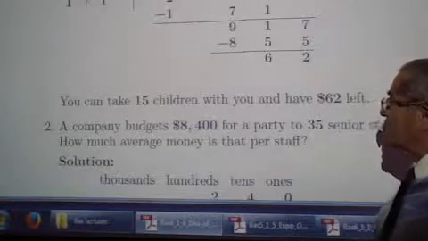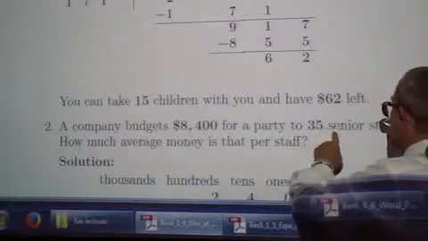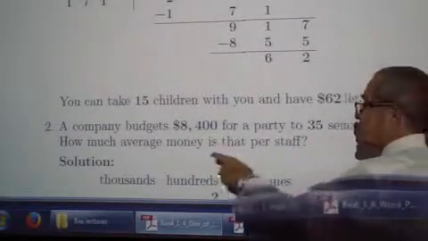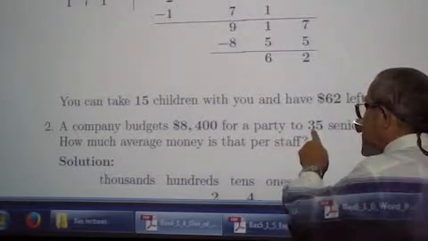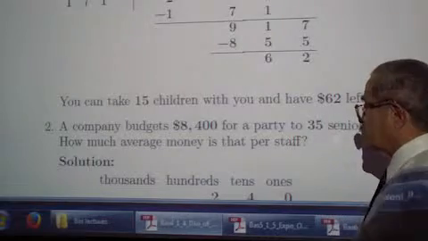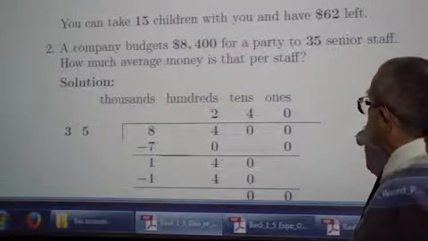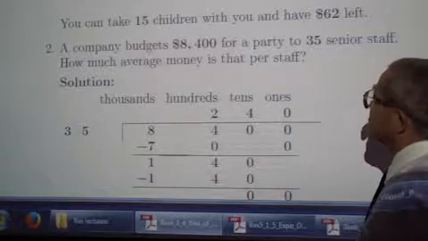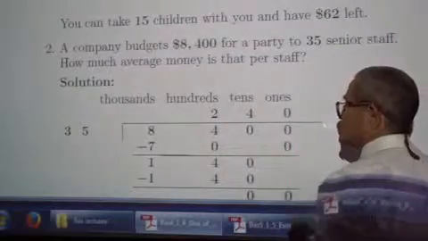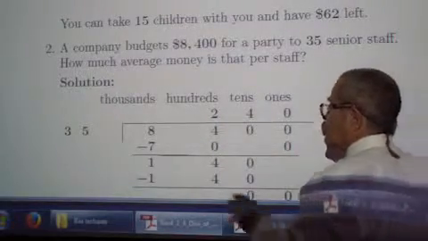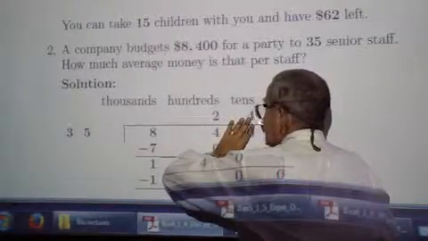Okay. A company budgets $8,400 for a party for 35 senior staff members. How much on the average is budgeted for each one of these individually? You have to divide this into 35 parts, which means you do a division. How often does 35 go into 8? It doesn't. Into 84 it goes.